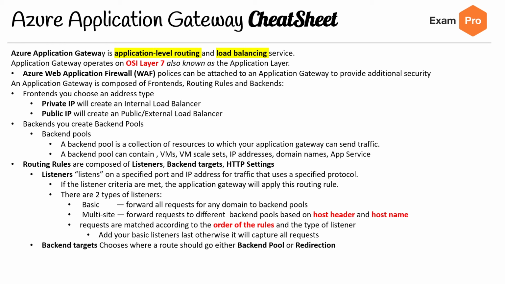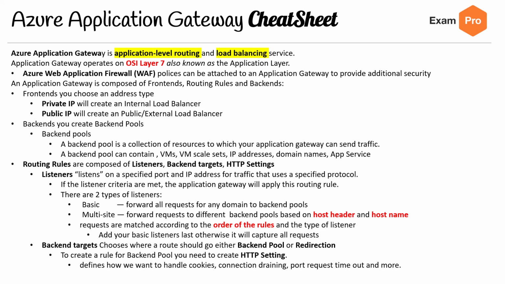For backend targets, choose where a route should go, either to a backend pool or a redirection. To create a rule for a backend pool, you need to create the HTTP settings. The S is missing on there. They define how we want to handle cookies, connections, draining, port requests, timeout, and more. That's for the HTTP settings.